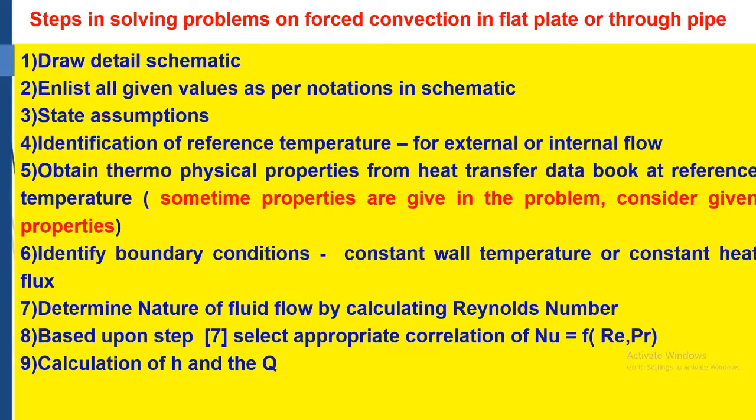Now, using this correlation of Nusselt number, calculate the value of h and then calculate the value of heat transfer rate from Newton's law of cooling, Q = hAΔT. And next, find out or calculate the other parameters asked in the numerical apart from the value of h and Q. So these 10 steps I am always going to follow while solving the problems on forced convection.